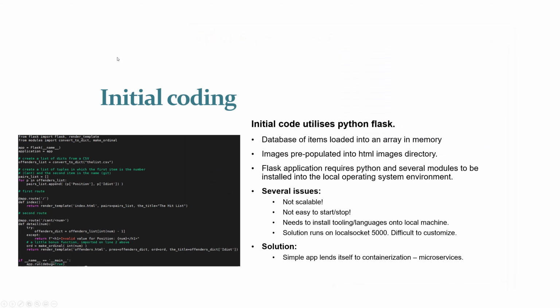But obviously I now needed to move that on because there are several issues here. It's not scalable. As you saw, it's not easy to start and stop the actual code there. It needs to install tooling and languages onto the local machine. So I had to install Python, I had to install Flask and some of the other libraries and so on. And the solution runs on local socket 5000. So routing that from the internet from users is going to be difficult to customize. So this really lends itself to simple customization using containerization, i.e. microservices.